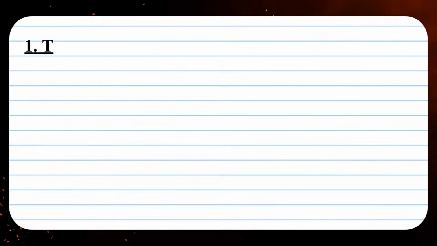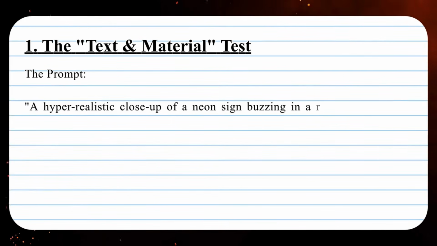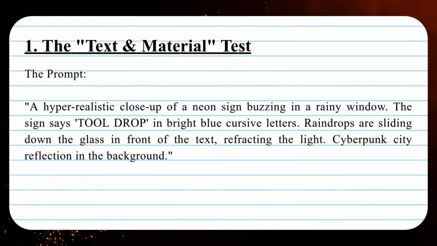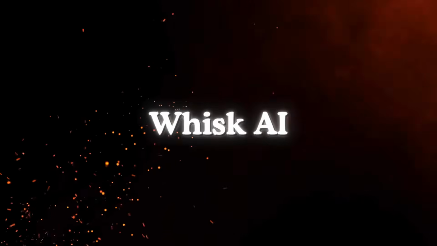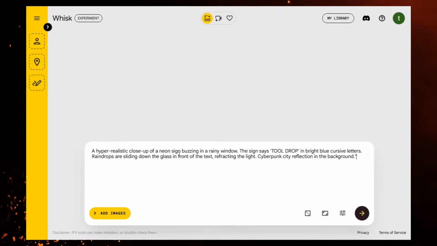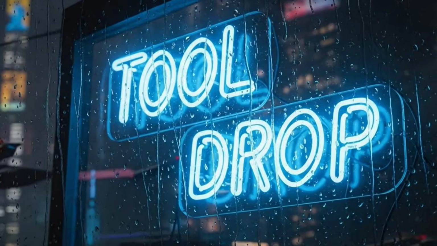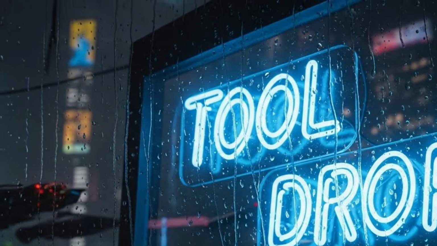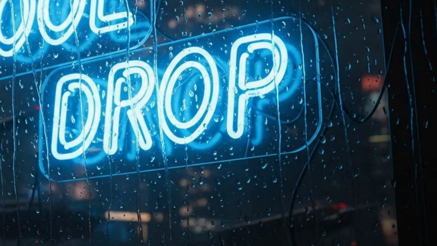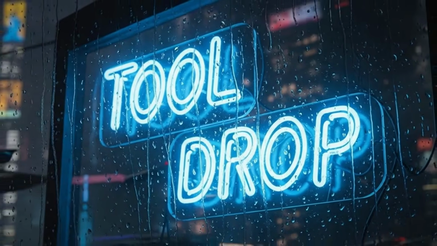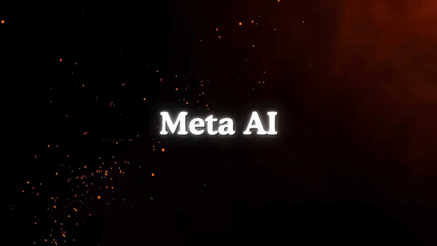This is a nightmare test for older models. If a model fails here, it's not top tier for anything with text. Prompt appears on screen. Now let's see how they did. Whisk AI. The Storyteller. Whisk gives the most complete cyberpunk environment, architecture, mood, reflections, and the sign text is crisp enough to feel like a movie shot. Strong start.